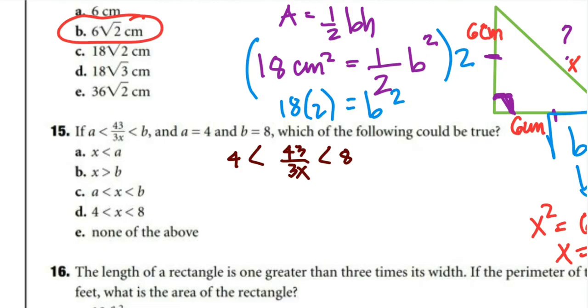Hold on, let's take a look at the choices here. So the first choice is x less than a, second x greater than b, x is between a and b, and x is between 4 and 8, or none of the above.